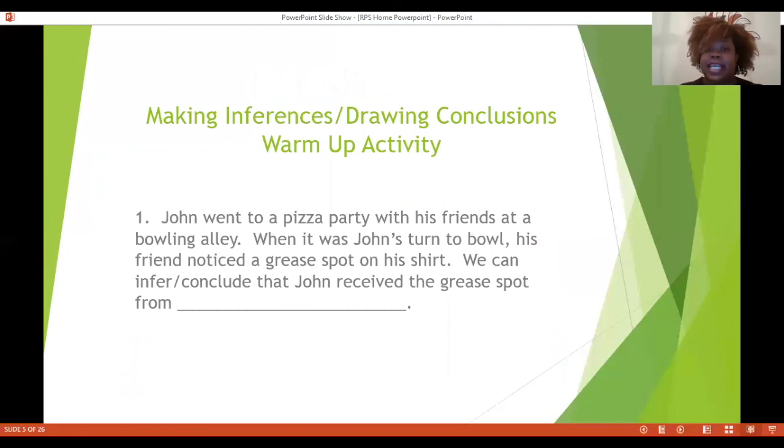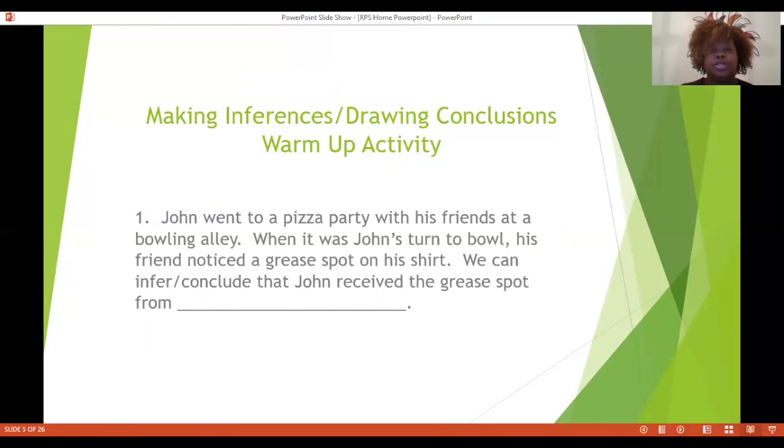Now we're going to dig in and do a warm-up activity for making inferences and drawing conclusions. So John went to a pizza party with his friends at a bowling alley. When it was John's turn to bowl, his friend noticed a grease spot on his shirt. We can infer or conclude that John received the grease spot from... put your thinking caps on. This is when we're getting into detective mode.